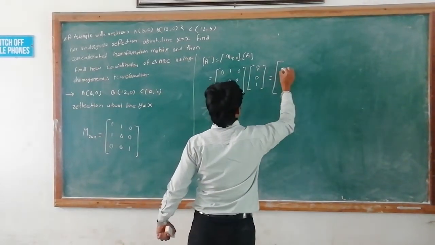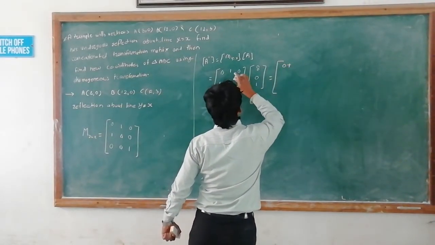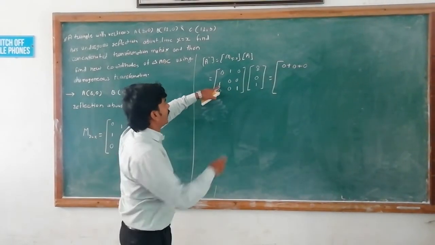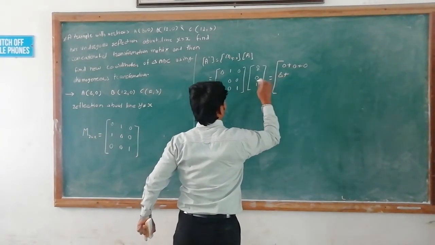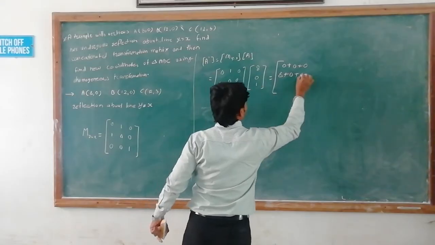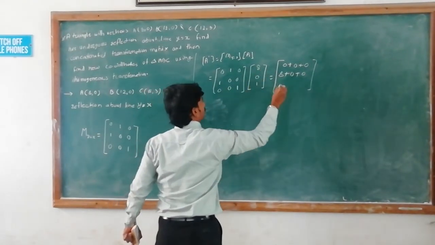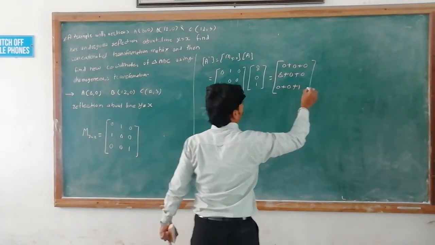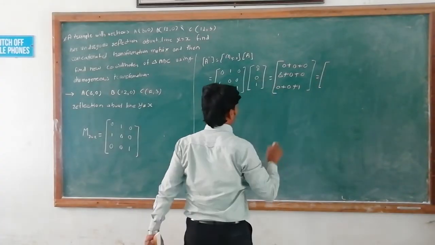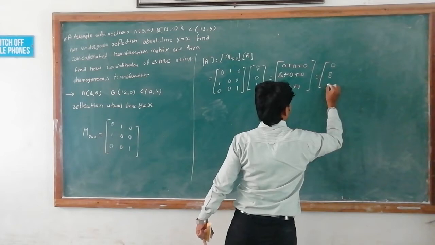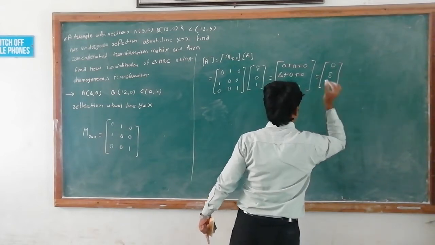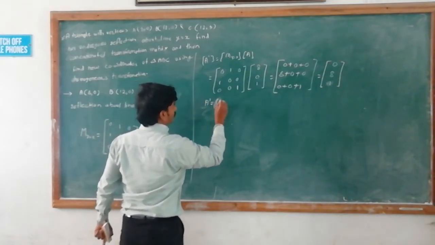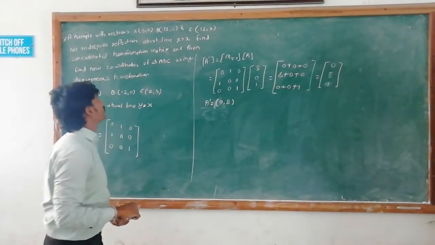When we take the multiplication, to find out the new coordinates, that is 0 into 8, 1 into 0, 0 into 1, which gives 0. Then 1 into 8, 8 plus 0 into 0, 0 plus 0 into 1, 0. And 0 into 8, 0 into 0, 0, and 1 into 1, 1. So this is equal to 0, 8, 1. Okay? The coordinates of the point A dash is equal to 0 and 8.